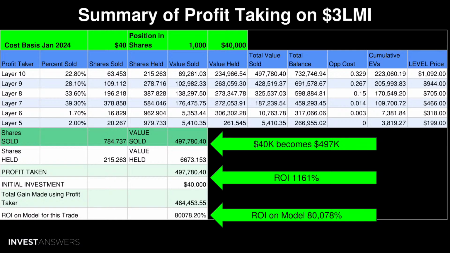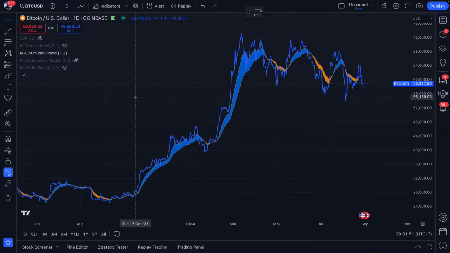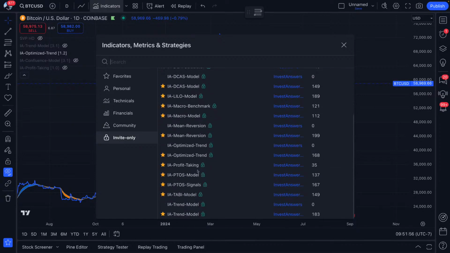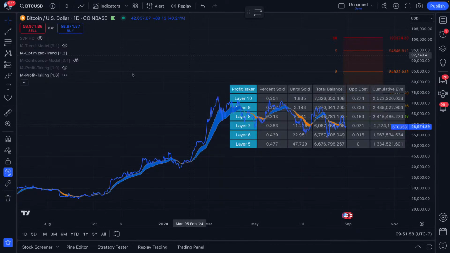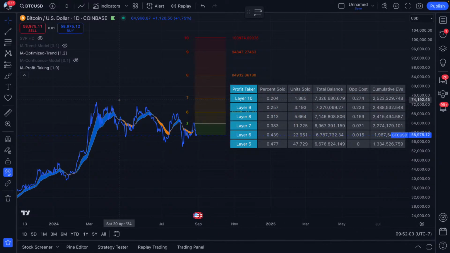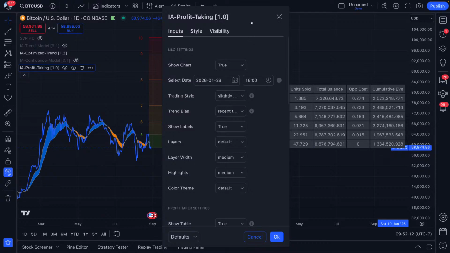Let's walk into the system right now and show you exactly how to configure it. First of all, here we have a chart. We're in TradingView. Let's just look at Bitcoin. We're going to first of all open up our indicator. You will go to invite only and you will find profit taker right here. You pop that open. Within the system itself, you will see very clearly it has the default settings, 5 layers of profit taking, but we're going to walk through exactly how you configure it for yourself.